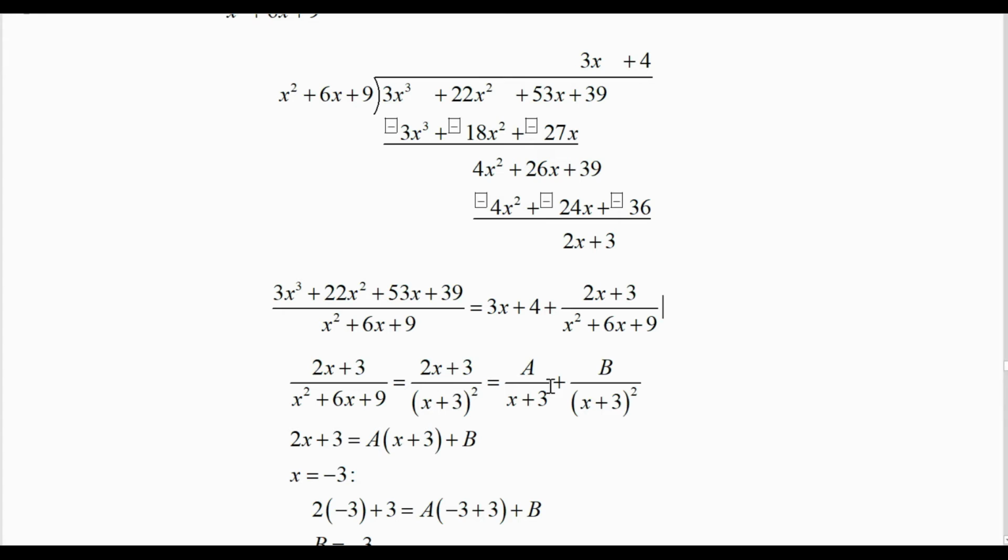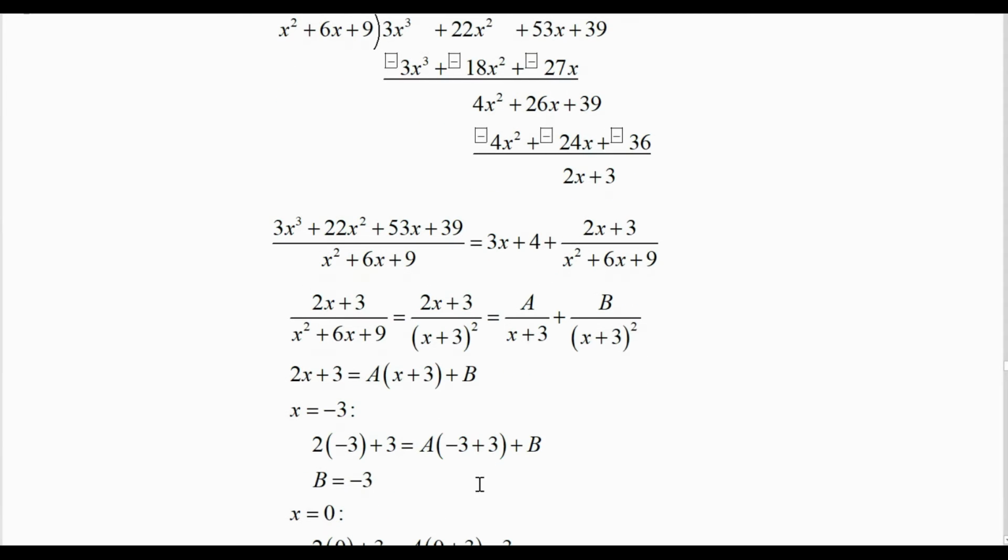Now, multiply both sides of this last equation by x plus 3 squared, so the original denominator cancels, leaving only the original numerator on the left. On the right, we distribute that. One of the x plus 3's cancels, leaving us a times x plus 3, plus, the x plus 3 squared times this one cancels, leaving us just the b. Solve this by annihilating the a by putting in x equals -3, which makes -3 plus 3 zero, so this term goes away. It leaves only b on the right. On the left, we have -3 times 2 is -6, plus 3 is -3, so b is -3.